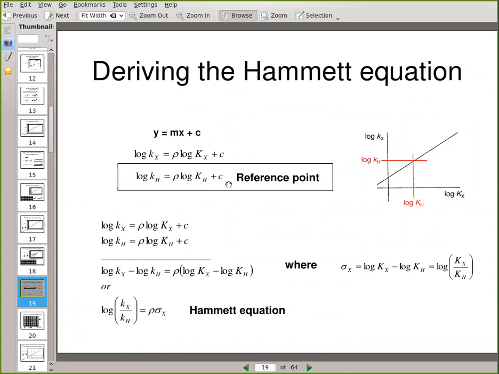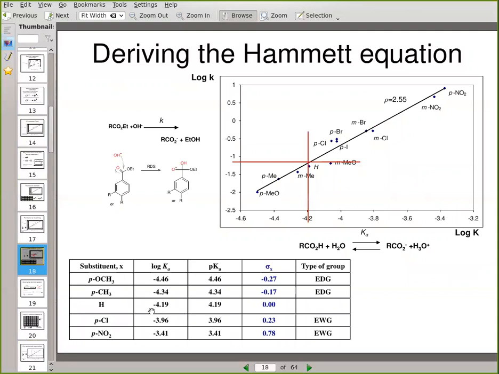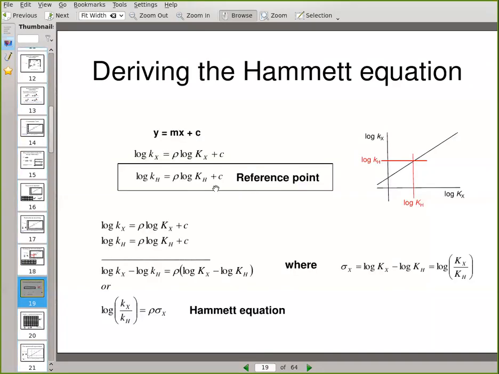We subtract the value for the unsubstituted case, which, if I go up, was minus 4.19. So all of that is minus 4.19. We're going to subtract it from the general equation. So this is a single number. We can calculate it as a single number, or we can read it from the graph as a single number. We're going to subtract this from all the x's.